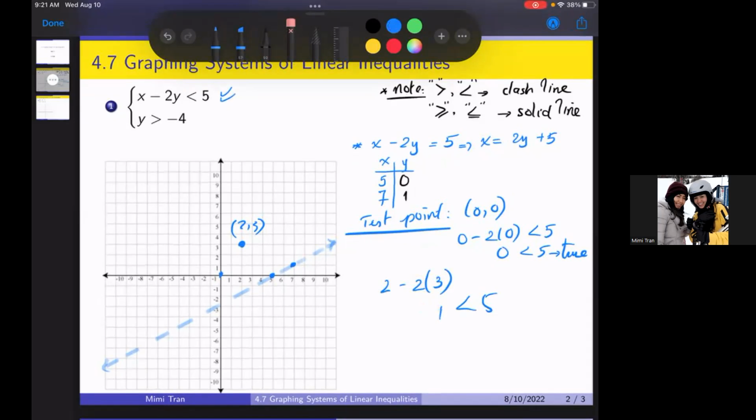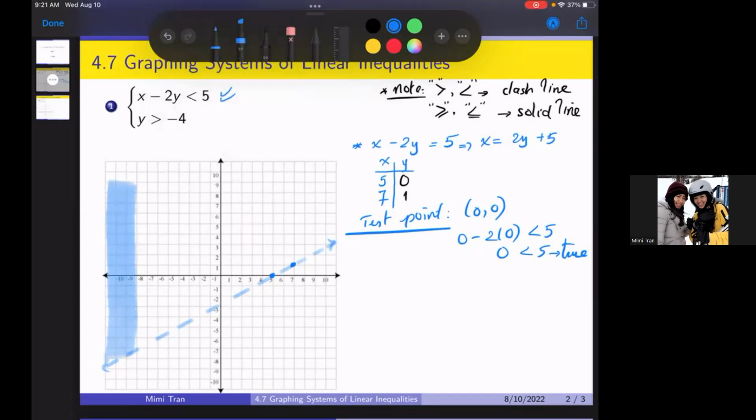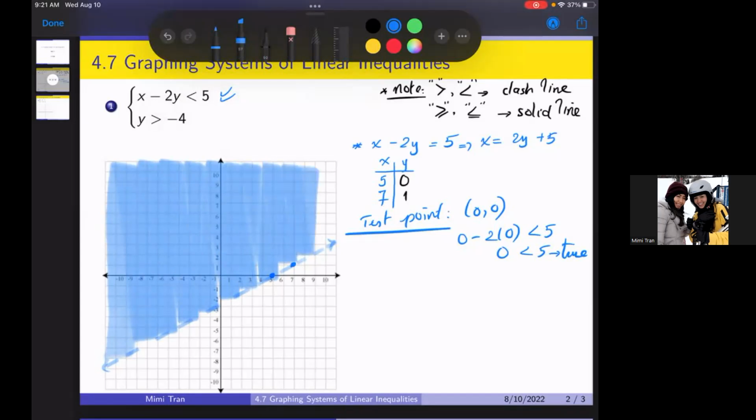Yes, right? So any point you pick above that line is going to give you a true statement, less than 5. But you only do one. One is enough. I only need one. So that means everything above the line is your solution. I'm just going to highlight it. You can just do lines if you have a pencil.